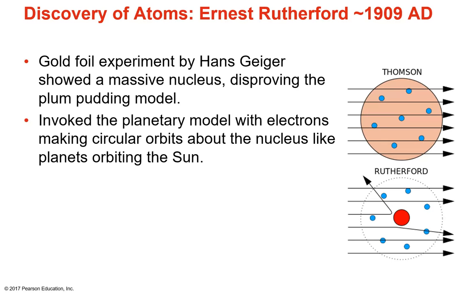But what they found was most of them went through without slowing down at all. If it goes through without slowing down at all, it didn't hit anything. So most of the atoms must be empty. It must be mostly empty space in that foil. But some of the little alpha particles bounce straight back.